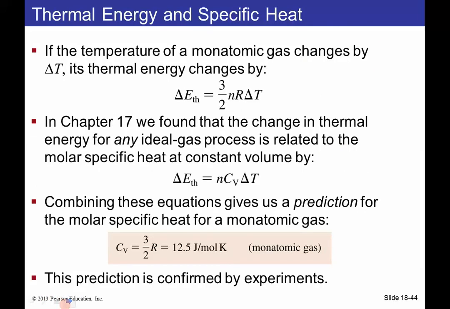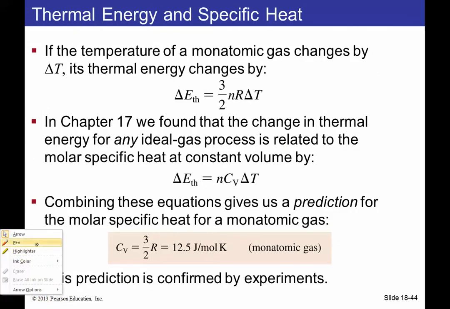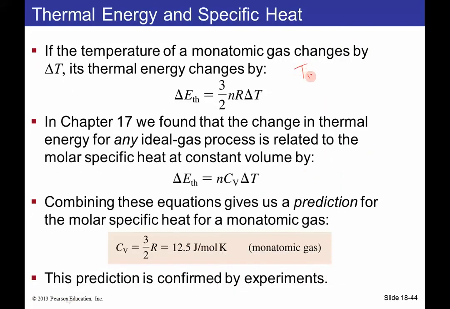Okay, so now if the temperature changes, let's say the temperature goes from some value T1 to a different value T2. Let's assume the temperature changes like that. So then the change in energy is 3/2 nR (T2 minus T1), that is, delta T. And this is the change in energy for the gas. So delta E thermal only depends on the temperature.